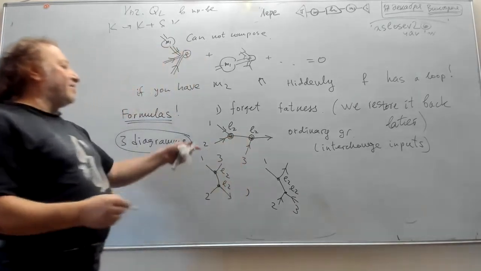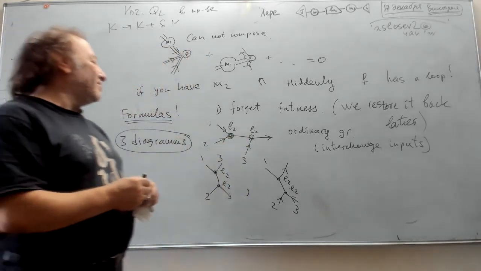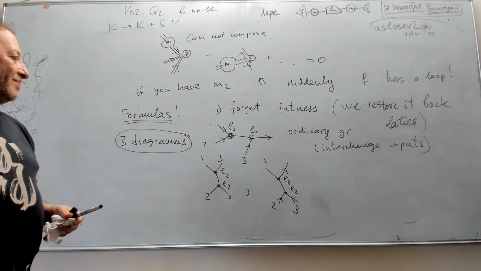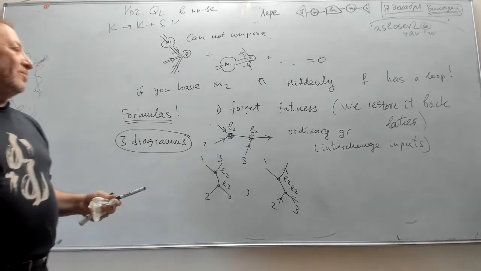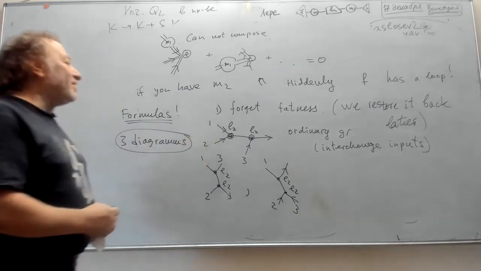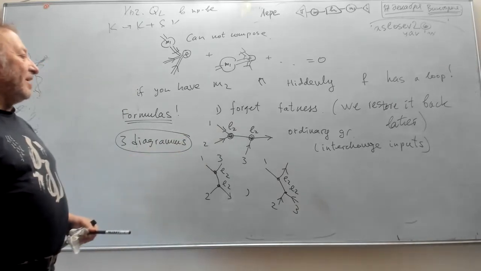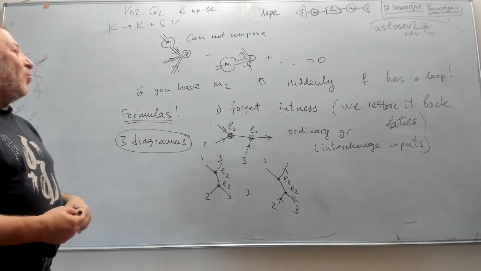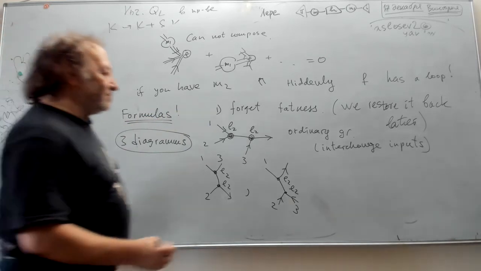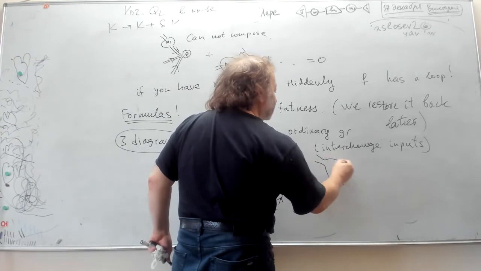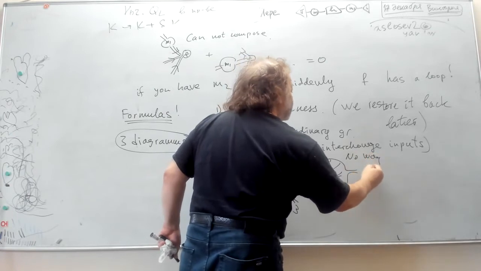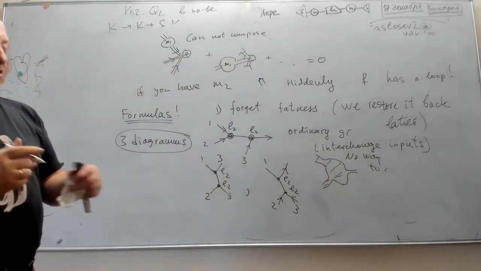You may ask, are these 3 diagrams better or simpler than 2? It of course depends on the point of view. I just want to say that we have 3 diagrams. So, what is the origin of these 3 diagrams? So we got these 3 diagrams when we admitted that we could interchange the inputs. Here there is no way to interchange the inputs. It just has no meaning.